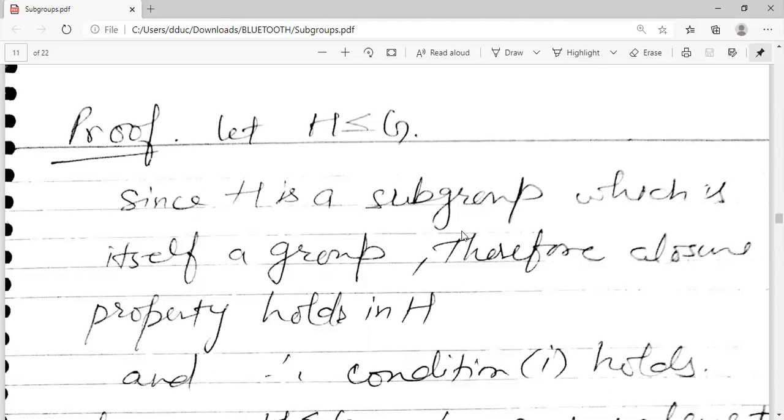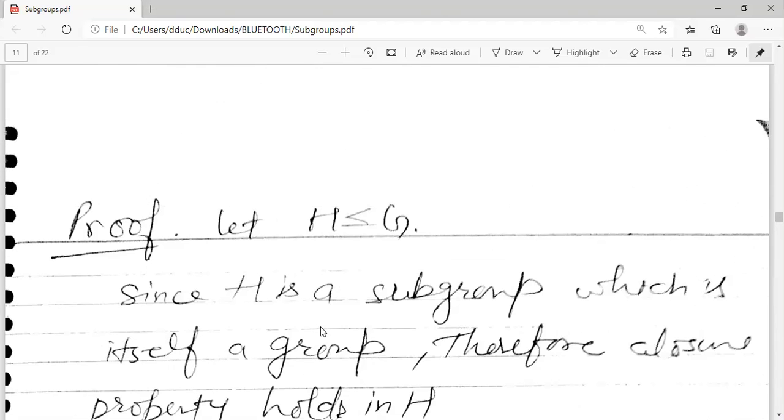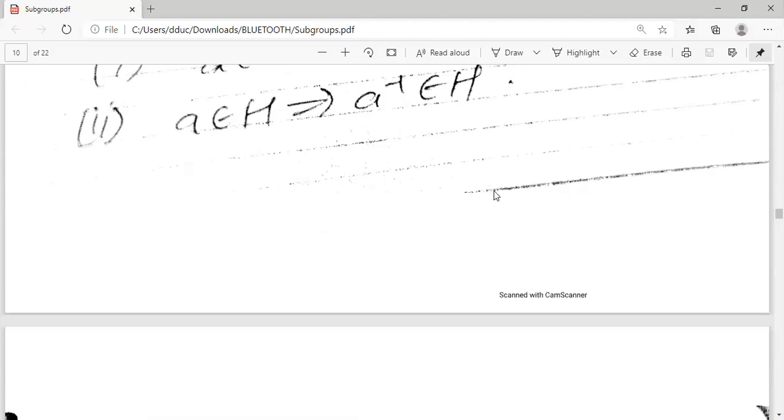Now since H is a subgroup, which is itself a group, because a subgroup is a group in itself, closure property holds in H. If it is a group, then closure property holds there. Therefore condition 1 automatically holds, because this is nothing but the closure property. So if H is a subgroup, then 1 is automatically there.